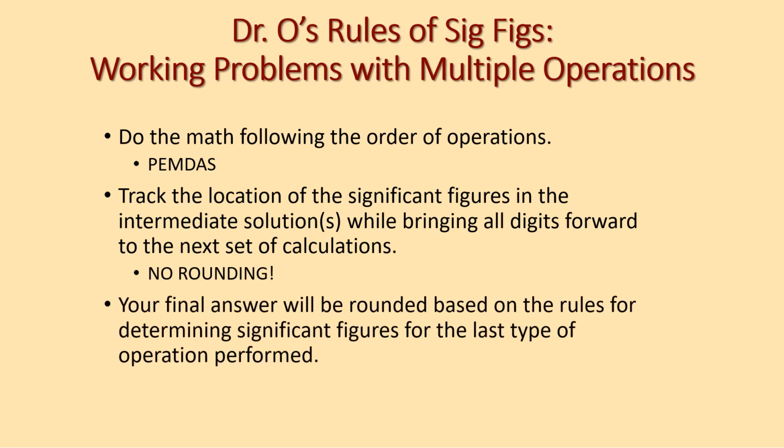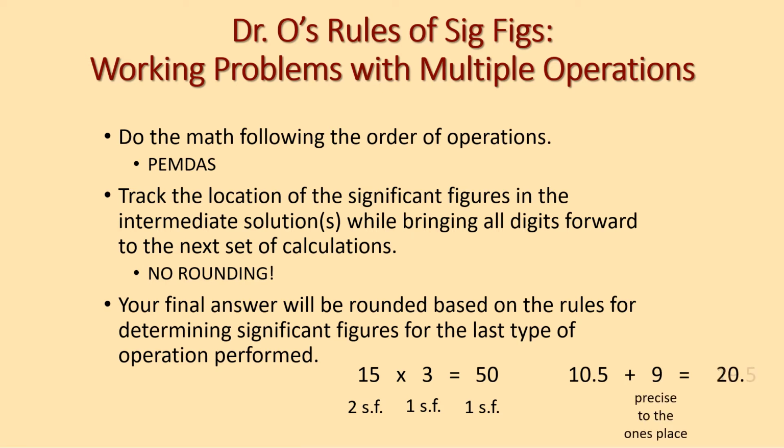Now the last guideline is that your final answer will be rounded based on the rules for determining significant figures for the last type of operation performed. If your final operation is multiplication or division, you're going to use the rules for multiplying and dividing when determining the significant figures of your final answer. If your last operation is addition or subtraction, you use those rules to determine the significant figures of your final answer. And if anything you just saw across the bottom of your screen looked foreign, I got a couple of videos you need to watch. So these are the 3 guidelines. Now let's take a look at PEMDAS.